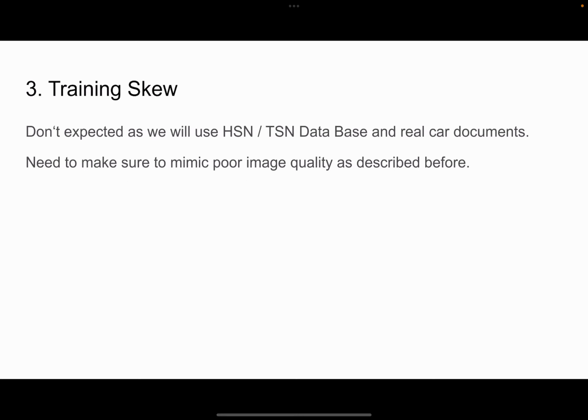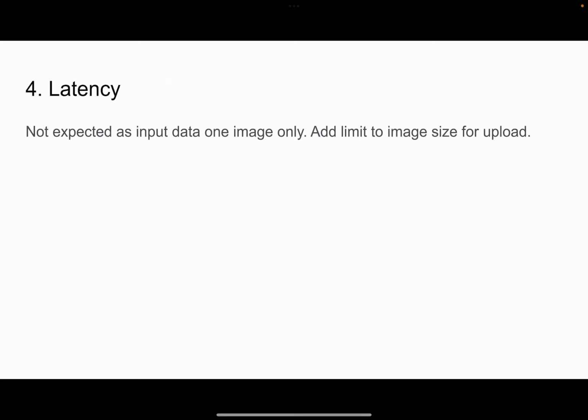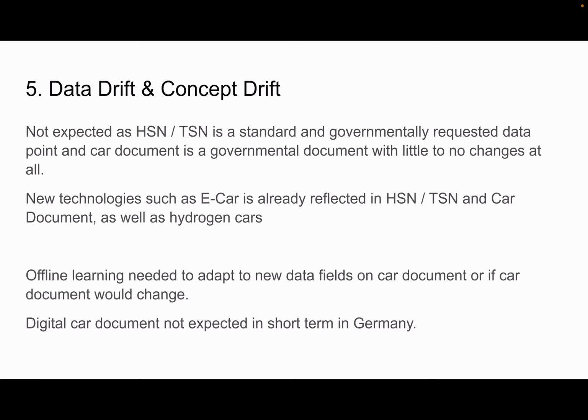Then the training skew risk. I don't expect it, as HSN TSN is a database and the real car documents are different, and we really need to make sure that when we're training the model, we mimic the poor image quality as described before. The latency I don't expect as a risk, as we have only one image being uploaded, and we can still add a limit to image size for upload if needed.